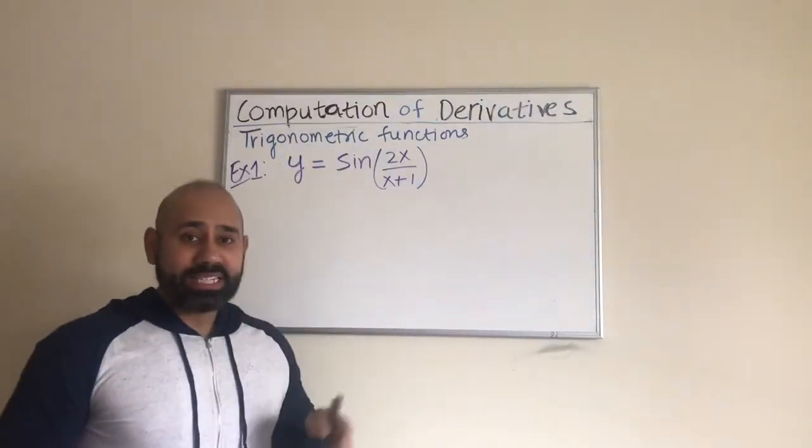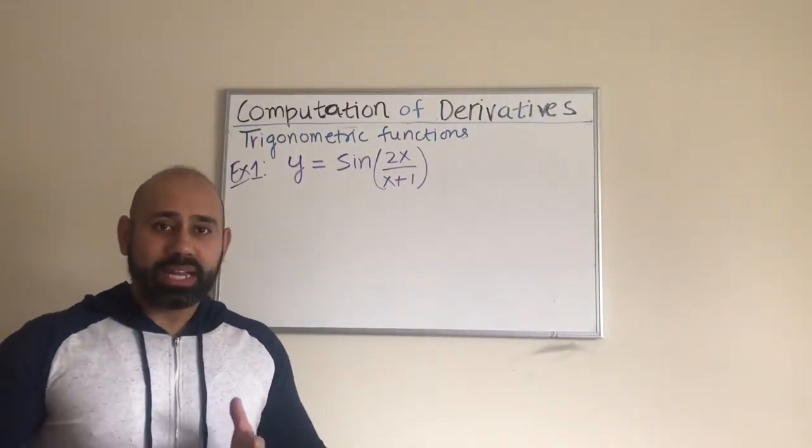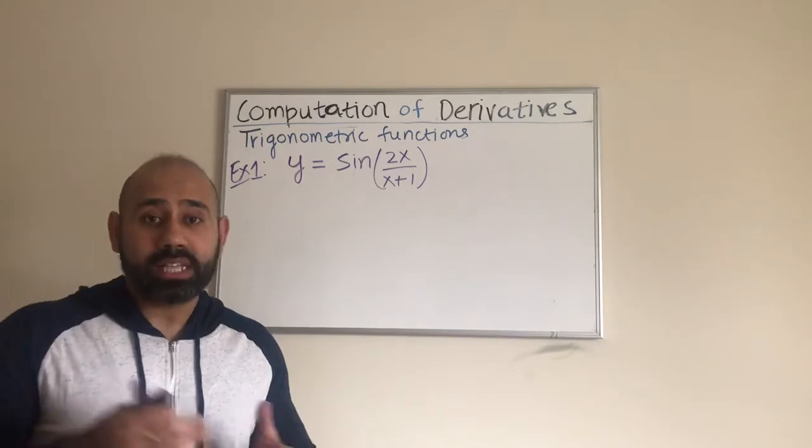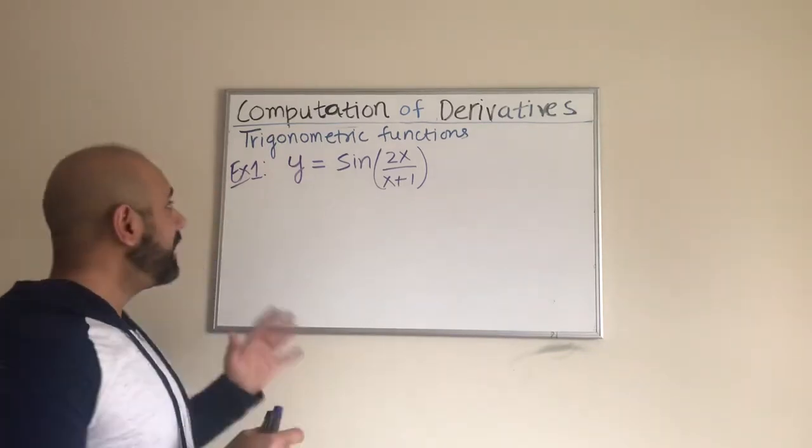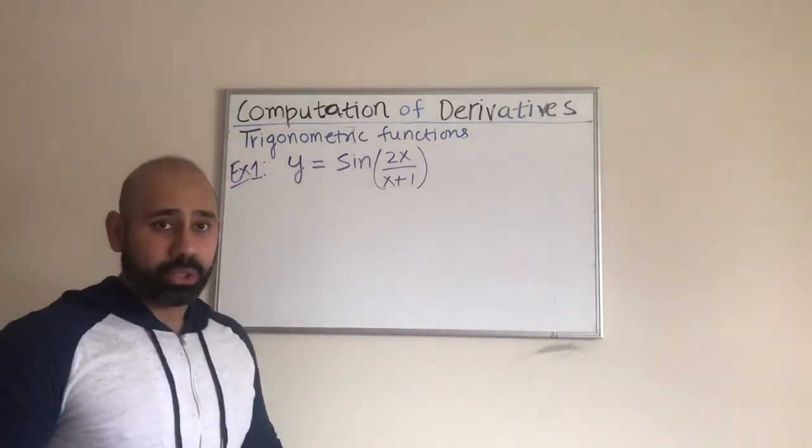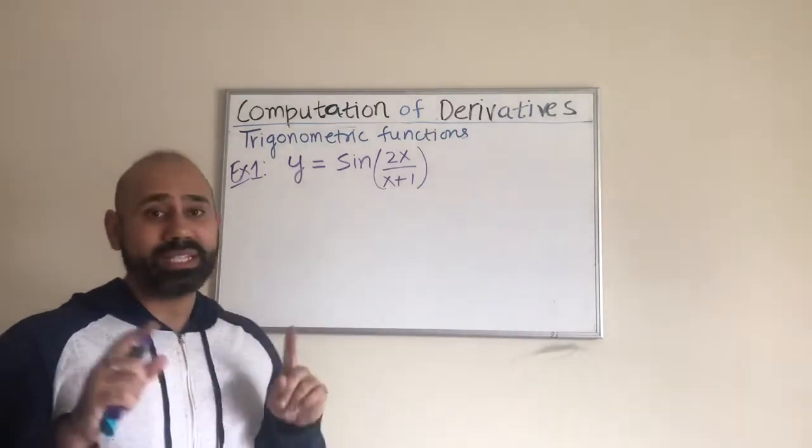Guys, let us look at example 1. I'm starting with the easier one and then we will handle more challenging ones as we understand the simpler ones. Guys, here it is the sine of a ratio. So the power of the sine is just a 1.